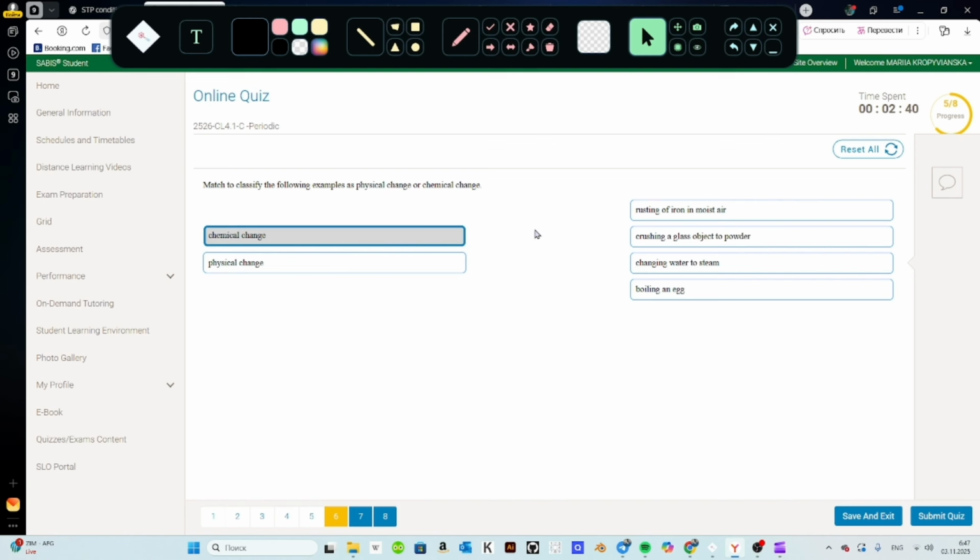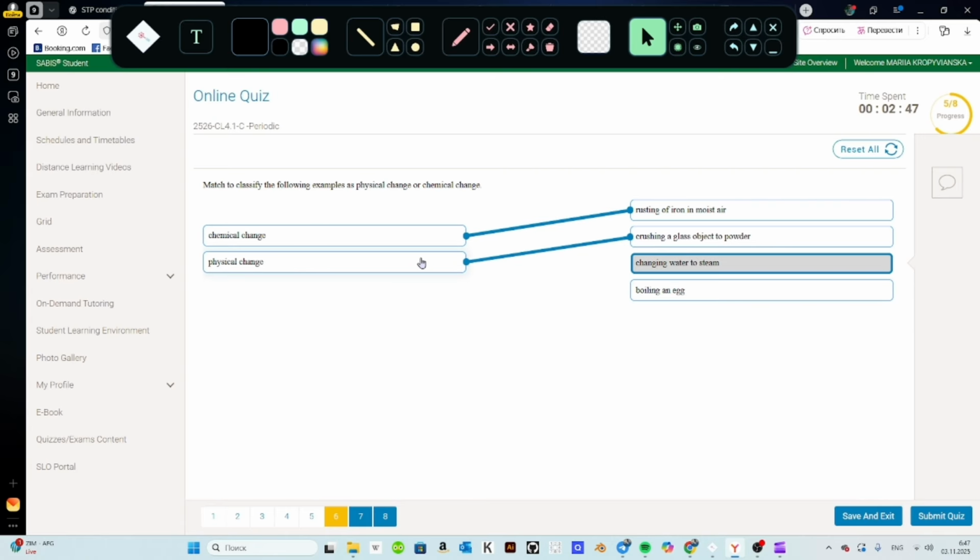Now, a chemical change is rusting of iron in moist air. Crushing of a glass object to powder, that's a physical change. Changing of water to steam, physical change. And boiling an egg, that's a chemical change.